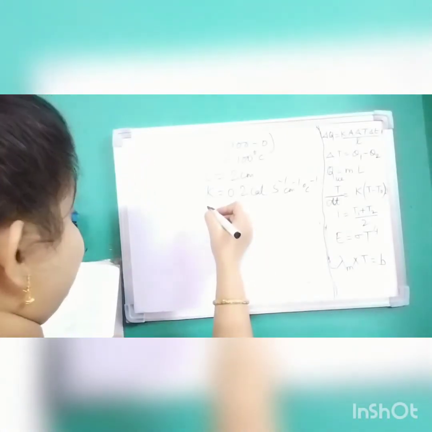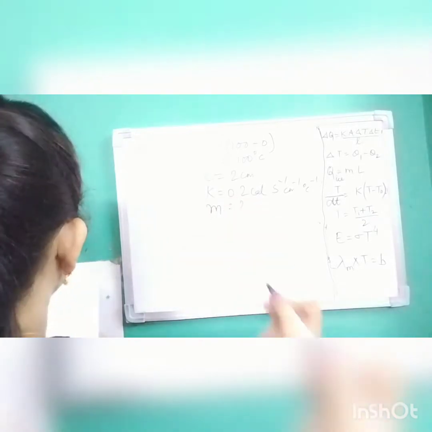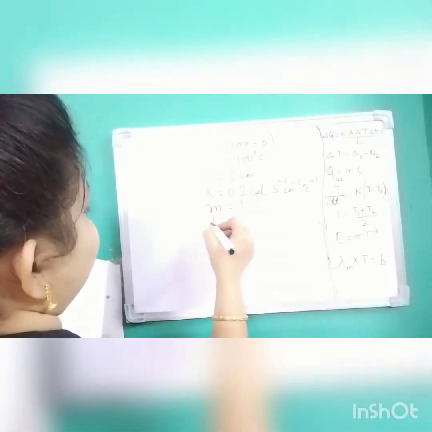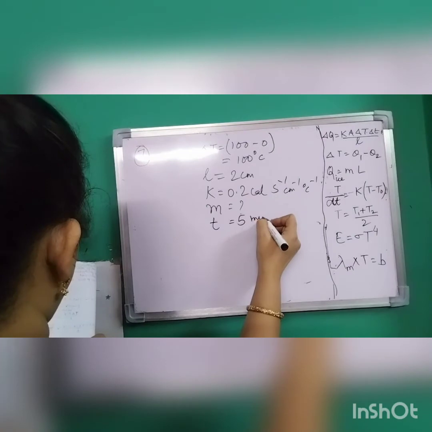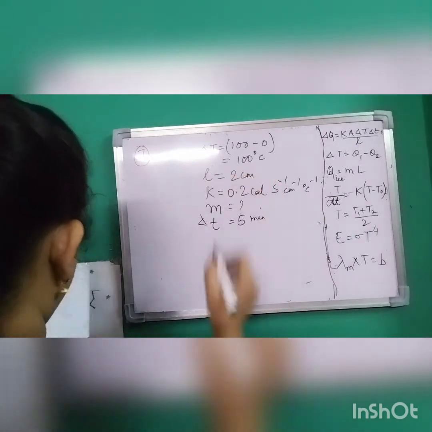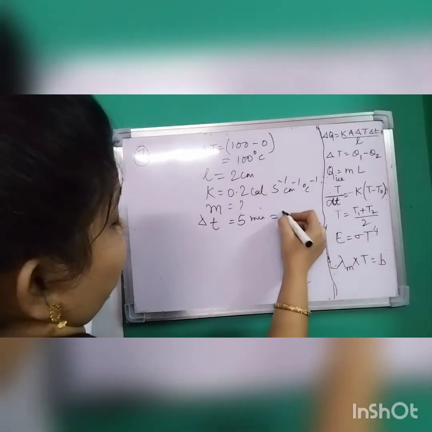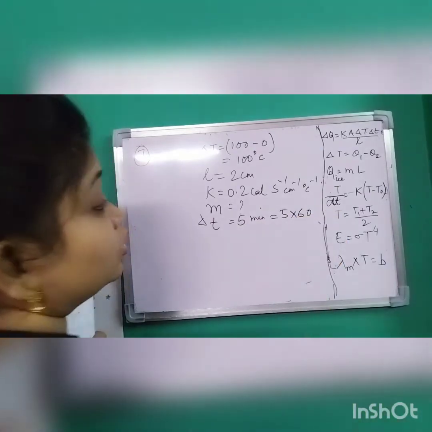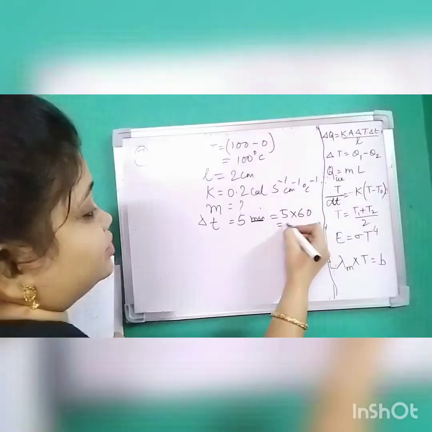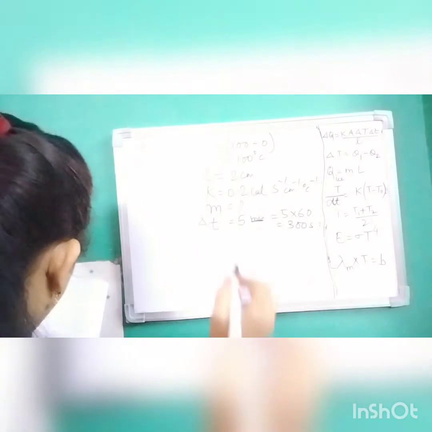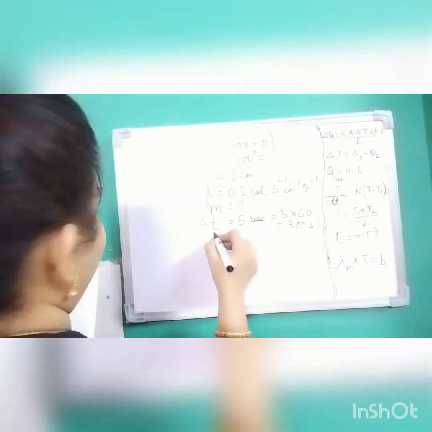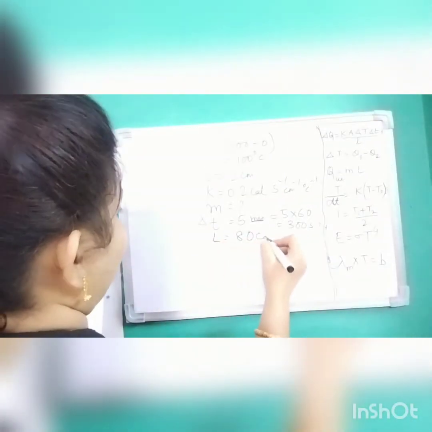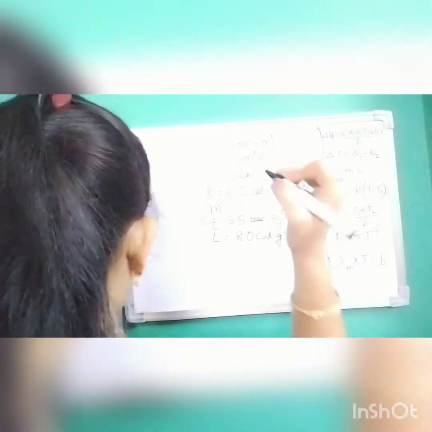How much ice? So we have to find out the mass of ice that will melt in 5 minutes. Time is given as 5 minutes. We will convert 5 minutes into seconds because there is no CGS unit of minute. So it is 300 seconds. Now what else is given? Latent heat L is given as 80 calorie per gram.